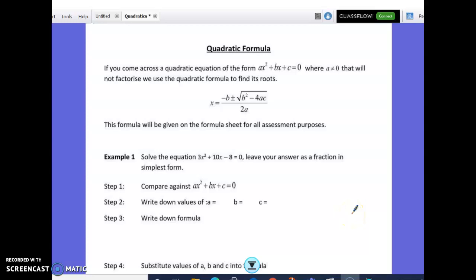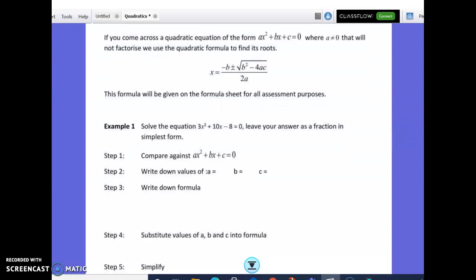Our last way of solving quadratic equations then is using the quadratic formula. Now, a bit like standard deviation, it looks like a horrible formula, but actually once we get the hang of it, it is quite straightforward to use, and it should be quite easy marks. Okay, quadratic formula is given on your formula list. It's not one you need to remember, and this is it here. So we get x equals minus b plus or minus, and that's where we get our two answers from, the square root of b squared minus 4ac all over 2a.